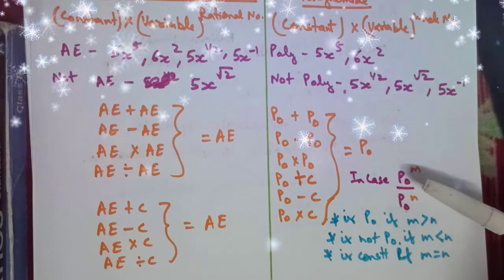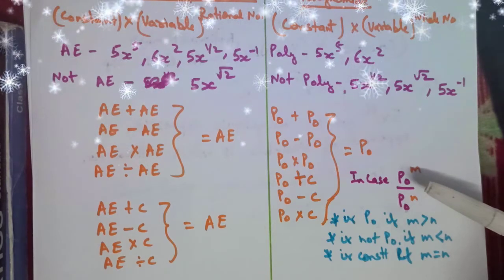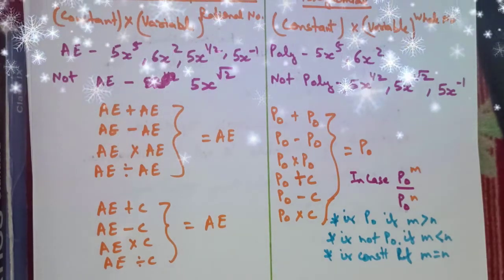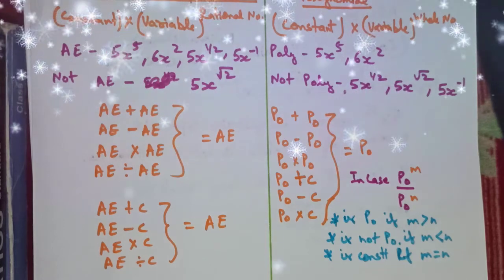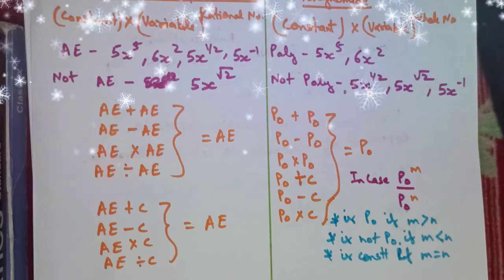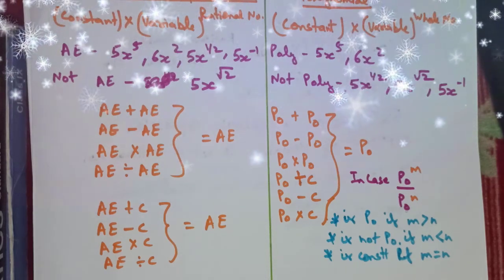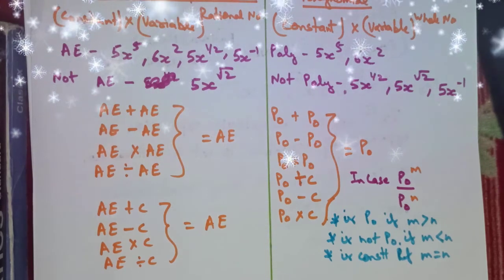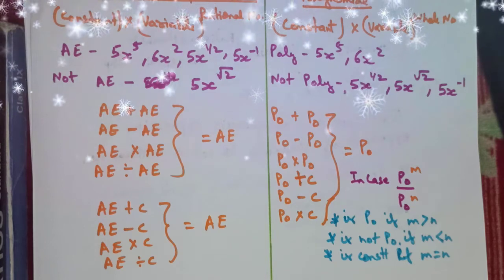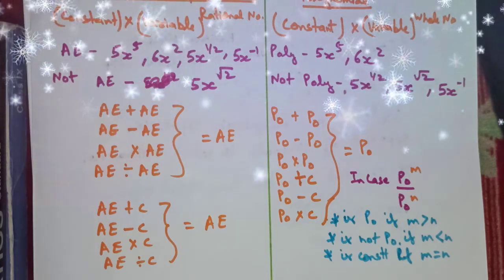But if x raised to the power 2 is divided by x raised to the power 3, then the quotient will be x raised to the power 2 minus 3, which equals x raised to the power minus 1. So x raised to the power minus 1 is not a polynomial because the power is not a whole number. And if x raised to the power 2 upon x raised to the power 2, it will be x raised to the power 2 minus 2, that is equal to 0. X raised to the power 0 equals 1, which is a constant number, or it can be called a constant polynomial.